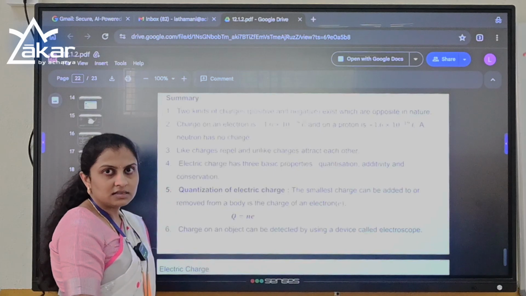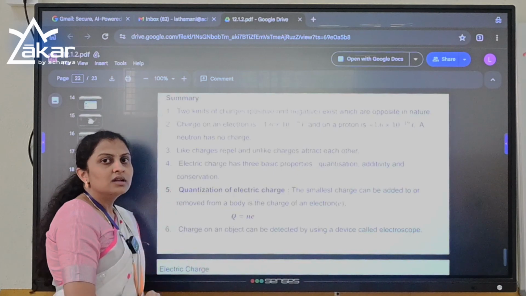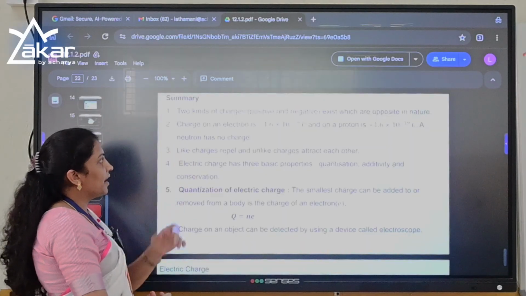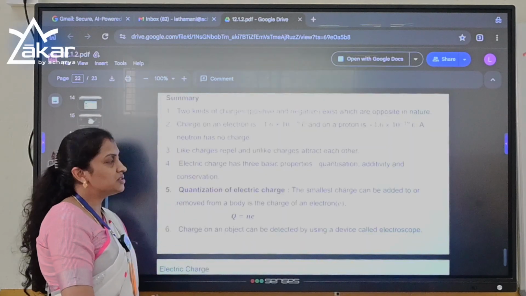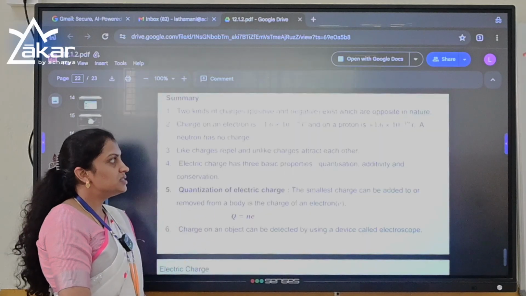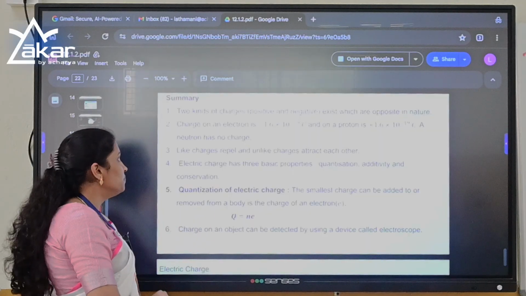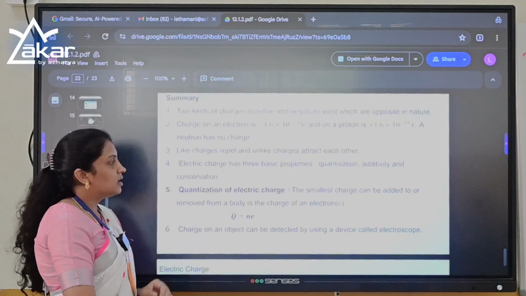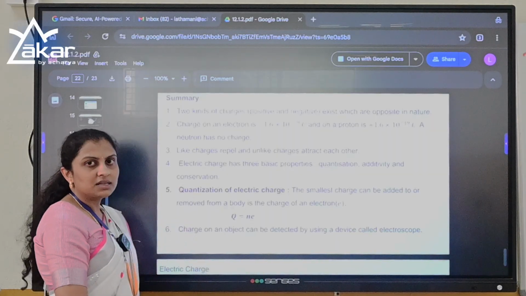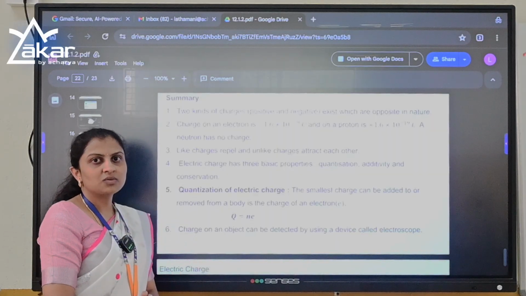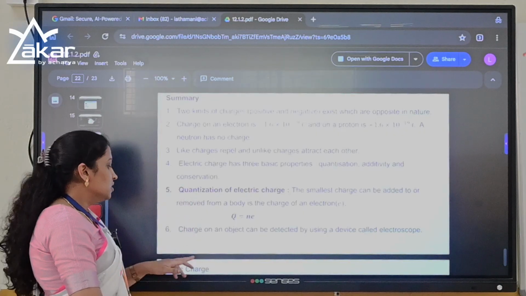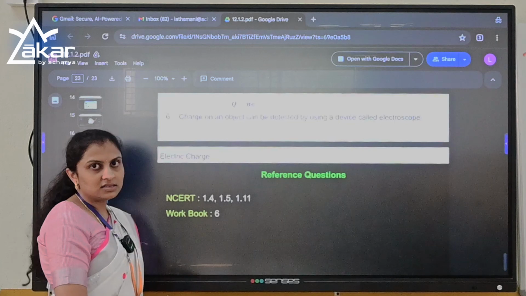So in this slide, these are the topics we have learned. Two kinds of charge, one is positive and the other negative charge. Next, charge on the electron. What is the charge of the electron? 1.6 into 10 power minus 19 coulomb. And what are the properties? Like charges repel and unlike charges attract each other. Electric charge has three basic properties: quantization, additivity and conservation of charge. So these are the terms we have learnt in this slide.